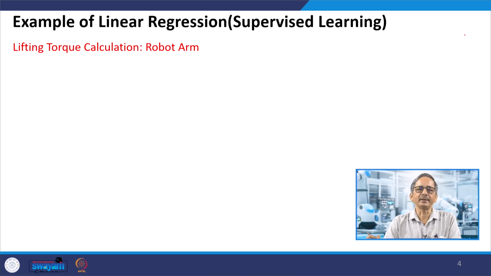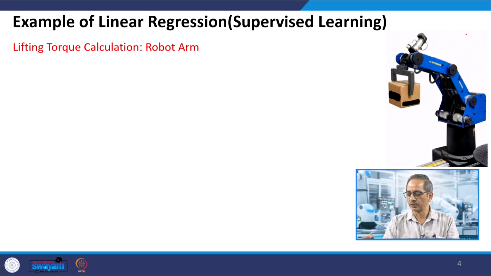Okay, so let us take an example. Last class we learned about supervised learning. Suppose I have a problem, the lifting torque calculation for a robot arm. This is my robot arm, which is available in our lab, and suppose this arm has to pick a weight. Let me give you an example. Suppose this angle is 0 degrees, so that this arm stretches fully. This is the configuration.